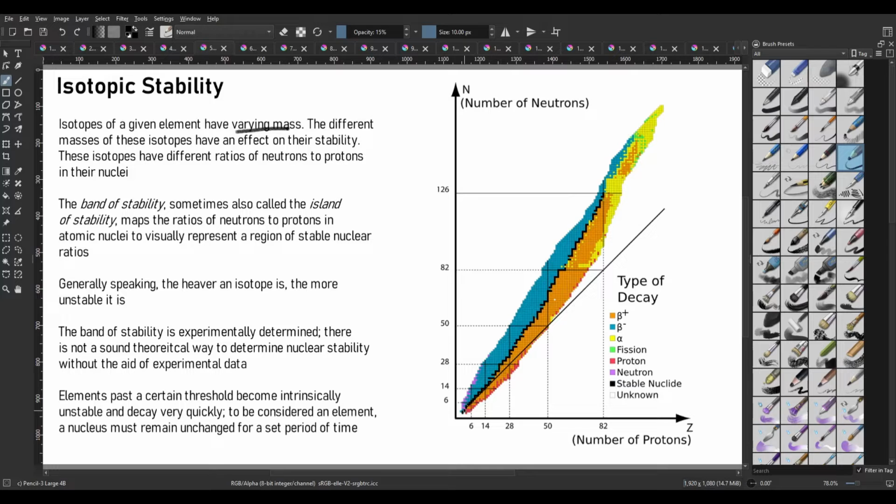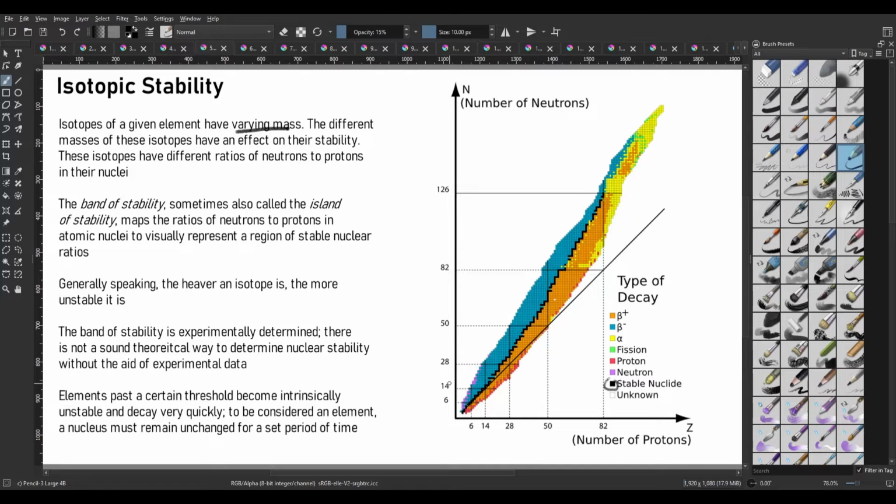And on here we're going to see the black here is going to be the stable atomic nuclei, and everything else, we'll get to what these mean up here, is going to be unstable. And generally speaking, the heavier an isotope is, the more unstable it's going to be for a given element. And that's just intuition. If the ratio is bigger, we can see on this chart it's going to be more unstable. The band of stability is experimentally determined.